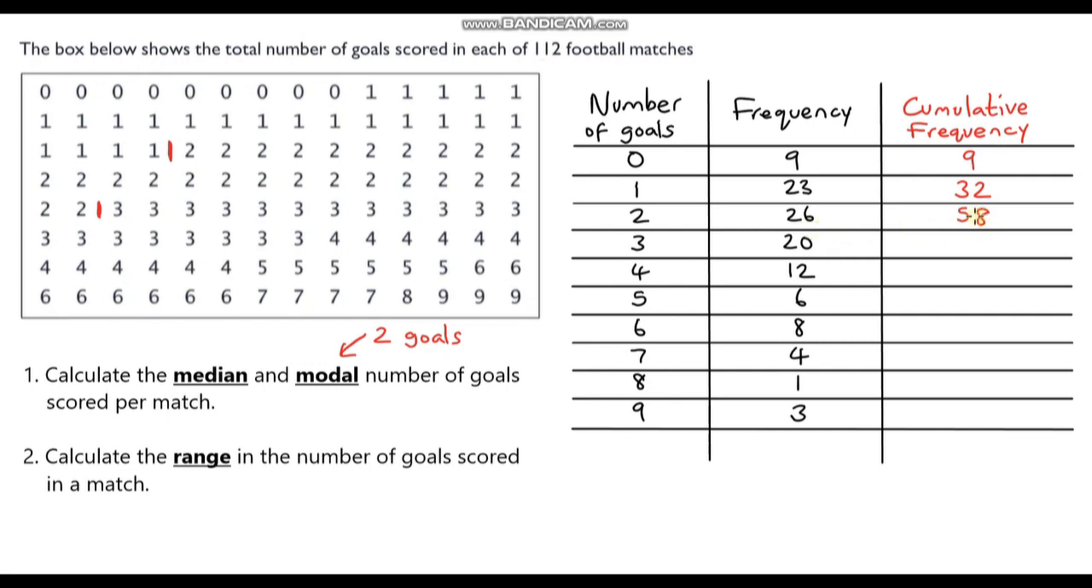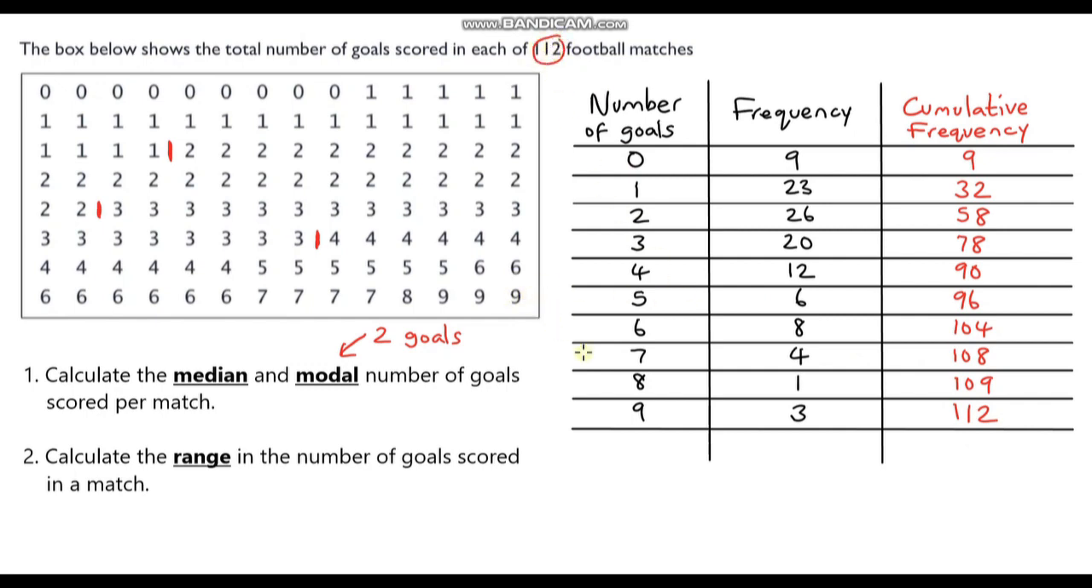So all we're doing is adding the next frequency in the list. So for the end of the 3s, which is here, we're going to add on 20. So 58 plus 20 is 78, and then we're going to add on 12. That takes us to 90. And then plus 6 is 96, plus 8 is 104, plus 4 is 108, plus 1 is 109, and finally plus 3 is 112. And you'll notice that this number here should be the same as this number, okay?